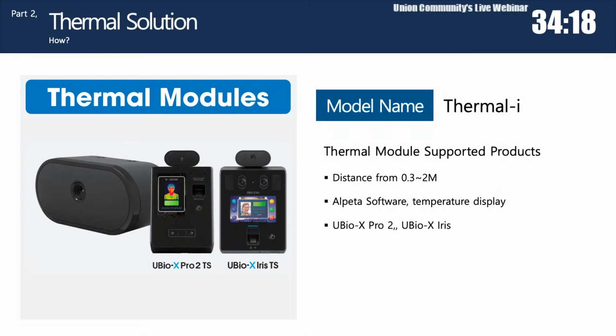Next is the thermal modules. The model name for the module is the Thermal I or the Thermal I2. The thermal module supported products are the UBioX Pro 2 and the UBioX Iris. That's the Thermal I. The next slide has the X face, but these are the specific modules supported with the Thermal I. And of course, they have a distance of 0.3 to 2 meters and a temperature display also within Alpeta software. So remember, the Thermal I is in the Pro 2 and Iris.